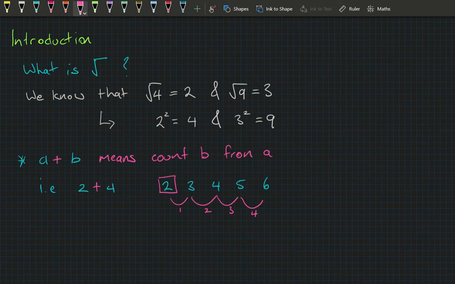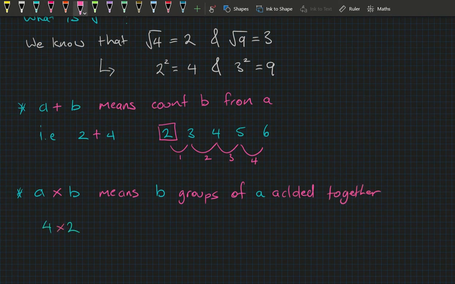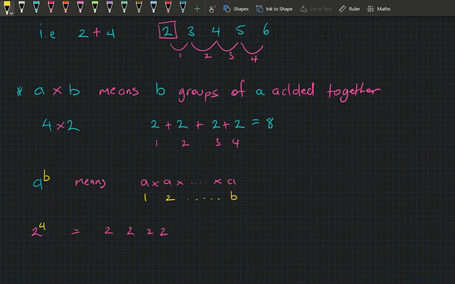We also know that a times b means b groups of a added together. A numeric example is 4 times 2, which is adding 4 groups of 2 together, and that equals 8. And as we've already covered in this unit, a to the power of b means b a's multiplied together. A numeric example would be 2 to the power of 4, which is equal to 4 2's all multiplied together, which equals 16. So while other symbols we've learnt throughout the years actually translate to a short sentence rather than a word, so does square root.